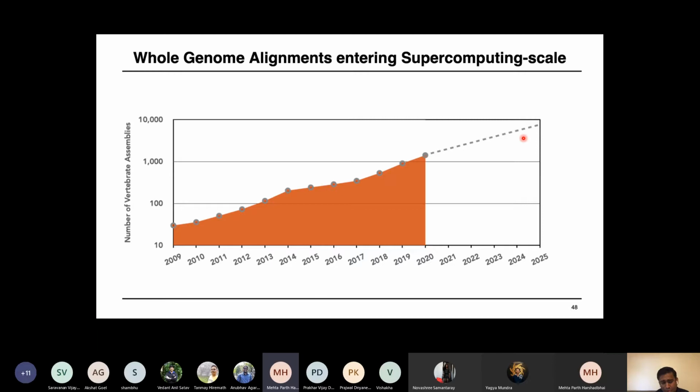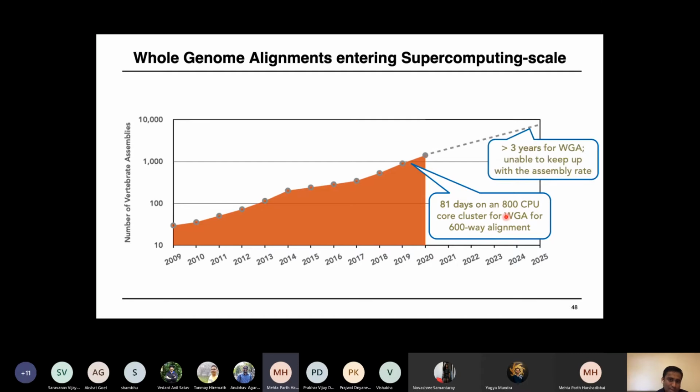So why am I saying that it's entered the supercomputing scale? Because just last year, actually at UC Santa Cruz, just before I joined them, they had done a 600 species realignment. Those were the number of species available that year. And they had compared those 600 species together using whole genome alignments. And it actually took them 81 days on a massive cluster consisting of 800 CPUs.